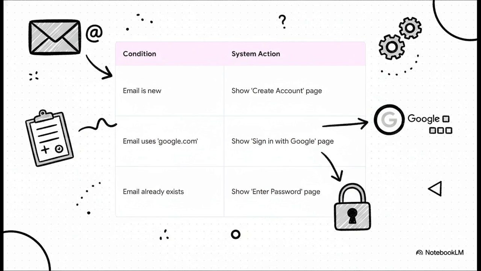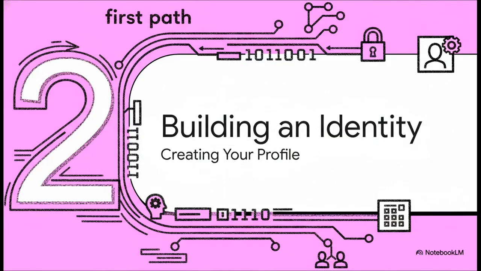First, the system checks its database. If it doesn't see your email, bam, you're a new user, and you're off to the Create Account page. If it finds a match, you're an existing user, and it asks for your password. But notice this clever little shortcut here. If your email ends at google.com, it doesn't even bother with a password. It sends you straight to that familiar sign in with Google flow. Pretty smart.